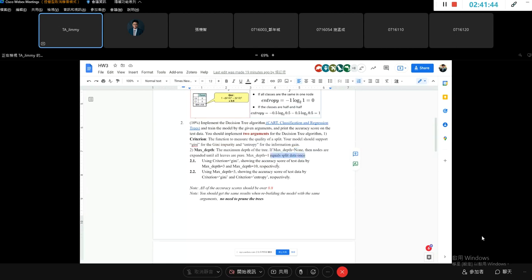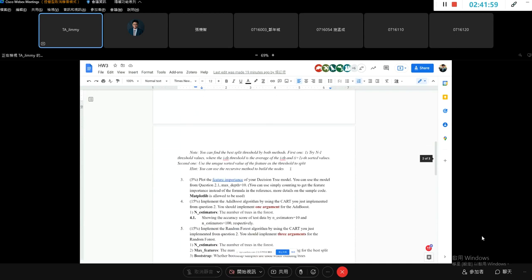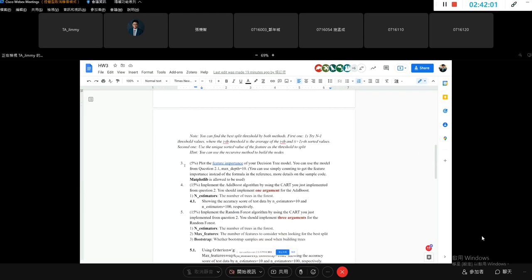So you will need to implement these 2 arguments, and then we will ask you to use different criterion or different max depth to show the accuracy score of your test data. And the third question is you can plot the feature importance of a decision tree model.